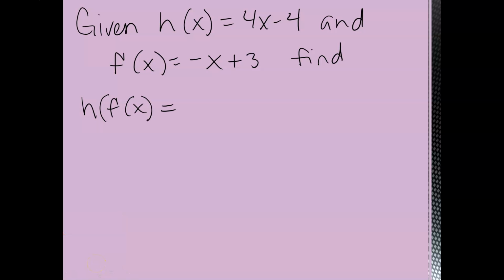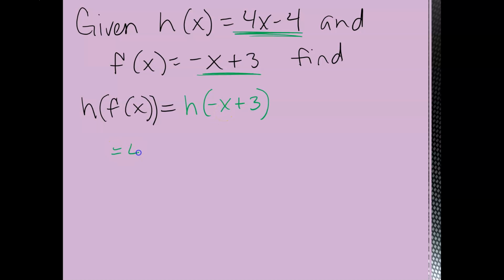It says given h of x equals 4x minus 4 and f of x equals negative x plus 3, find h of f of x. So this is saying that I want to take f of x and plug it into h of x. That is what that's saying. So what is f of x? f of x is this, correct? So I'm really finding h of negative x plus 3. So I'm going to take this h function and replace every x with this equation.